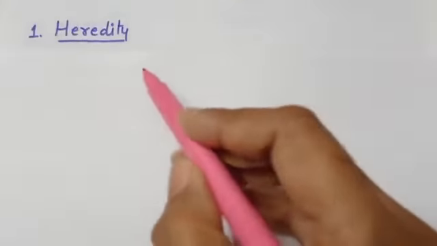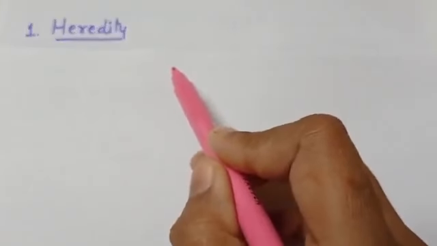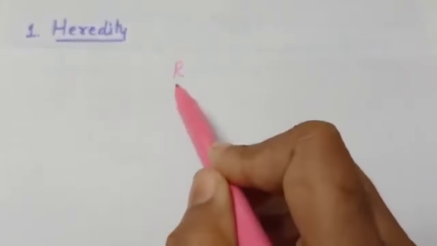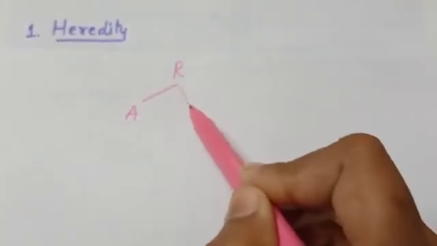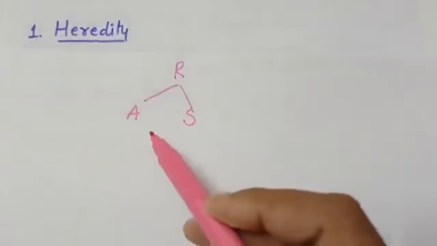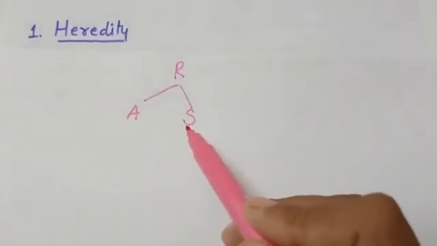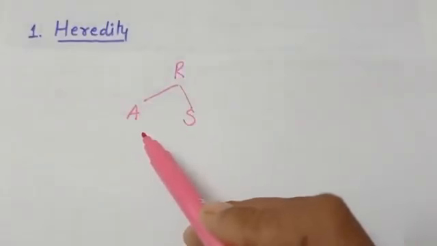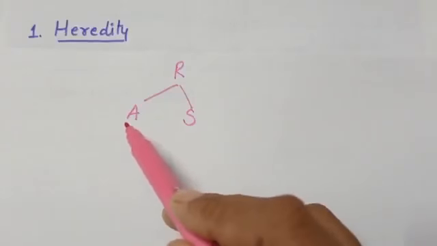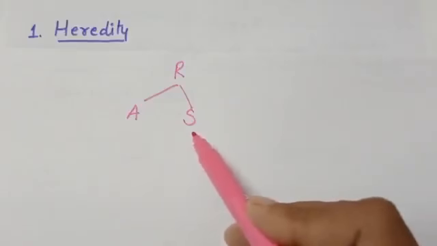Heredity. Before knowing about heredity, I would like to tell you that in the previous chapter we have studied how organisms reproduce. And in that we have seen that there can be two methods of reproduction, one asexual, another sexual. During both of these, new offsprings are generated. In the asexual method, only one parent is involved. In the sexual method, two parents are involved.